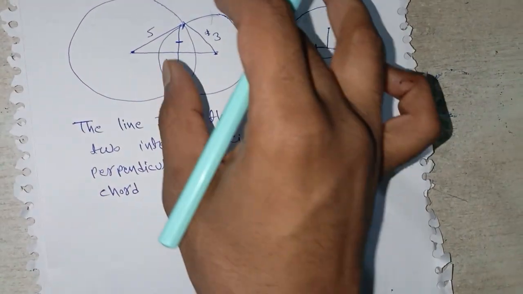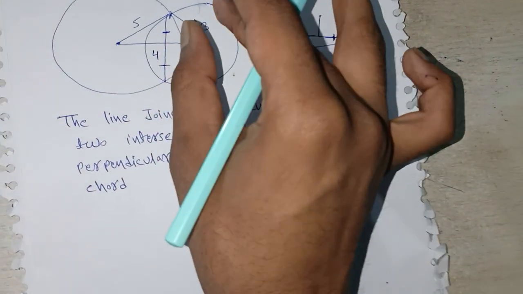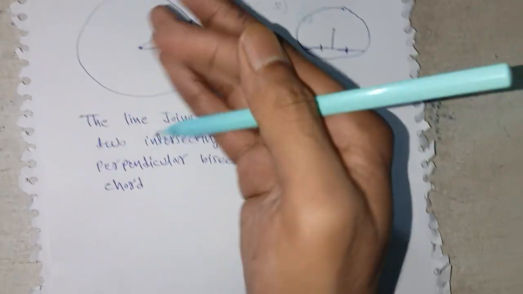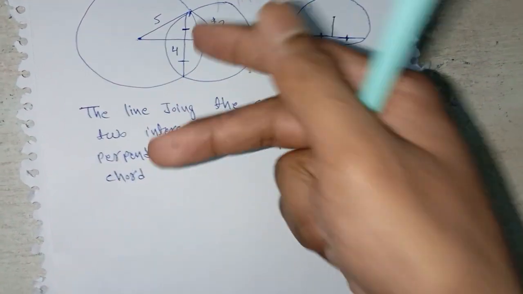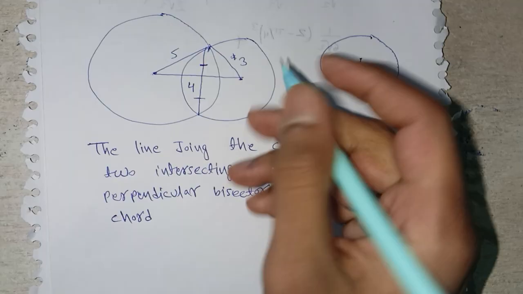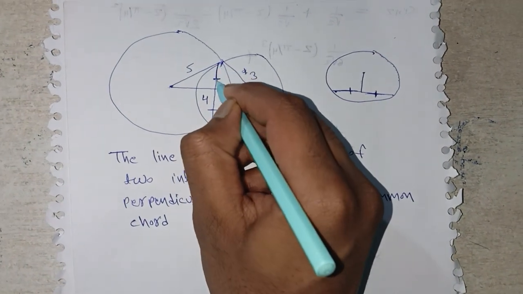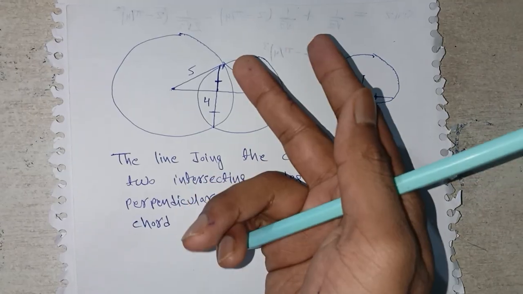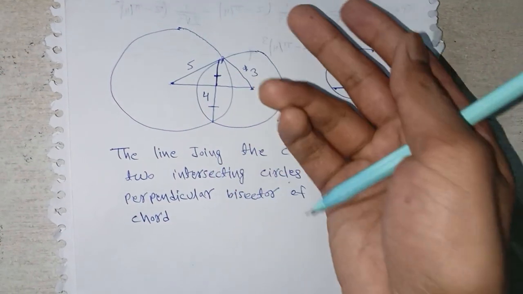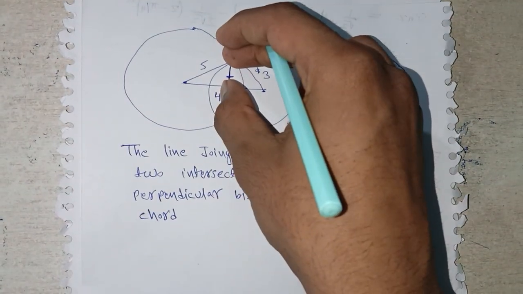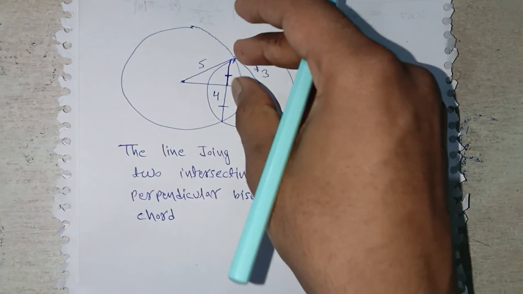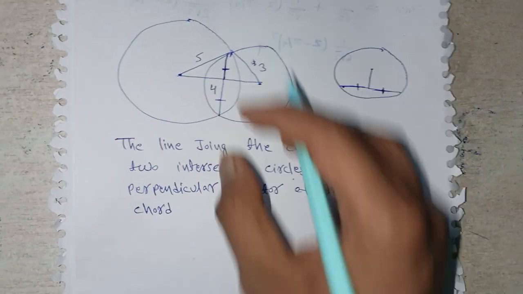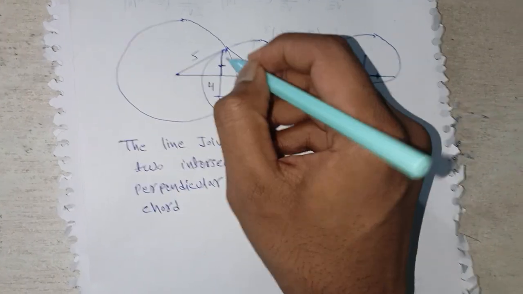Perpendicular means 90-degree, so the use here is of the bisector. Bisector means dividing into two equal parts. So if I can find this length, then whatever length I get for this part, I take twice of it, and I will get this total length. Okay, so let's find this length.